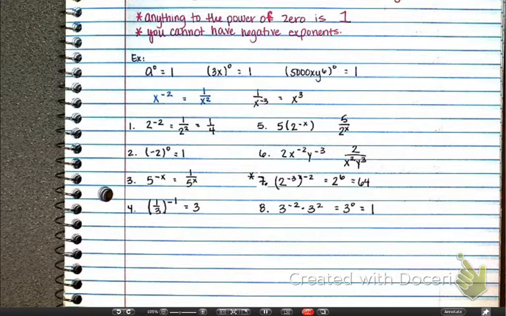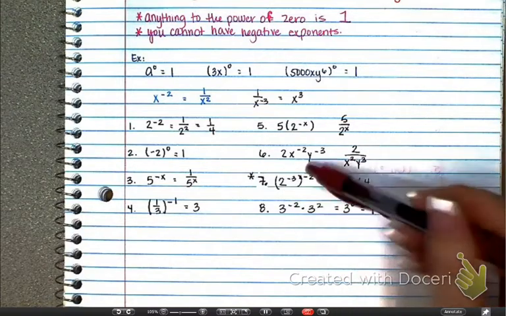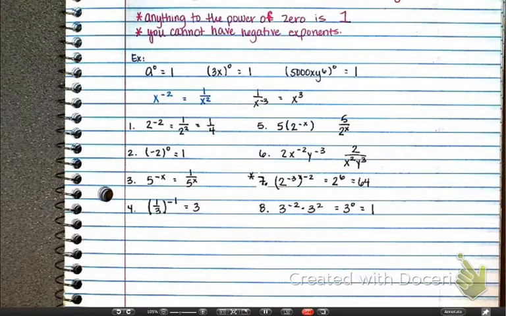Okay, now you can do these in different steps. Sometimes it's easier to flip first. These last two, it was easier to simplify first and then flip, if needed. These ones you didn't need to flip. Questions on 0 and negative exponents?